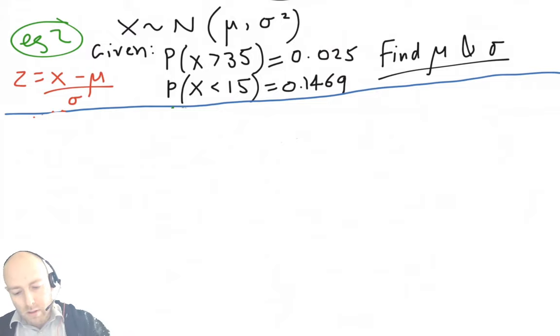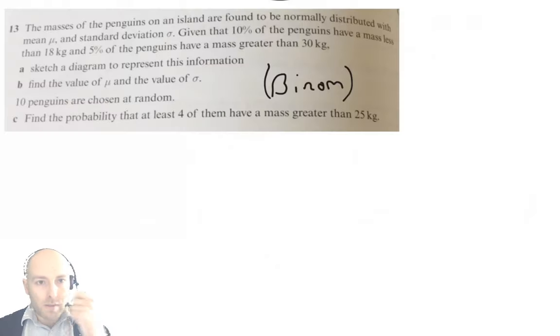Cool. So if you guys would try this one, same idea this time, but we're talking penguins. Oh yeah, and part C. Part A and part B should be fine if you coped with the last one, okay? Part C is a binomial question using probability. So be careful, part C is a mix of normal and binomial. We did one of those last lesson as well, but this one is slightly up a notch.